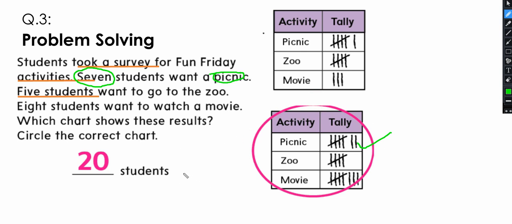Now, how many students were there in all? The total amount of students that took the survey was 20. How do we know that? We add up all the votes that you find in the chart. That means you add all the tallies. So we have 7 for picnic, 5 for zoo, and 8 for the movie. 7 plus 5 is 12, plus 8 equals 20.